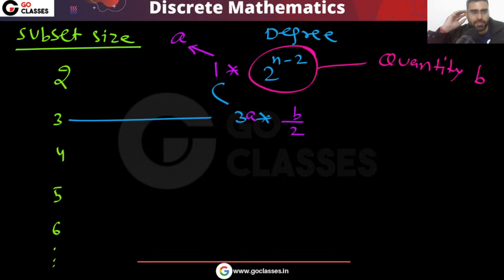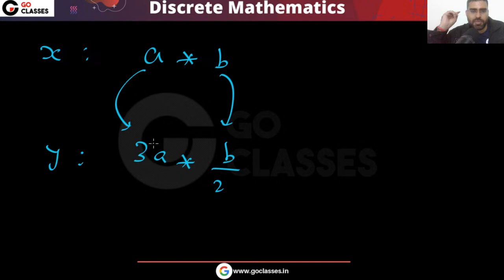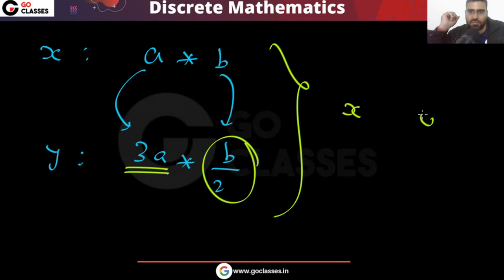So who is bigger? Like what I am saying? I am saying A multiplied by B. Let's assume this triples, but this divides by 2. Who is bigger? X or Y? This is tripling, this is dividing by 2. So definitely Y is bigger, because you are multiplying by 3 but dividing by 2. Ultimately, Y will be bigger.